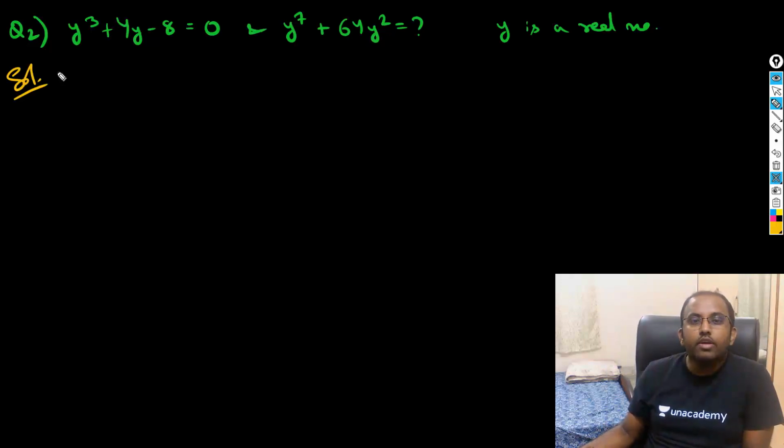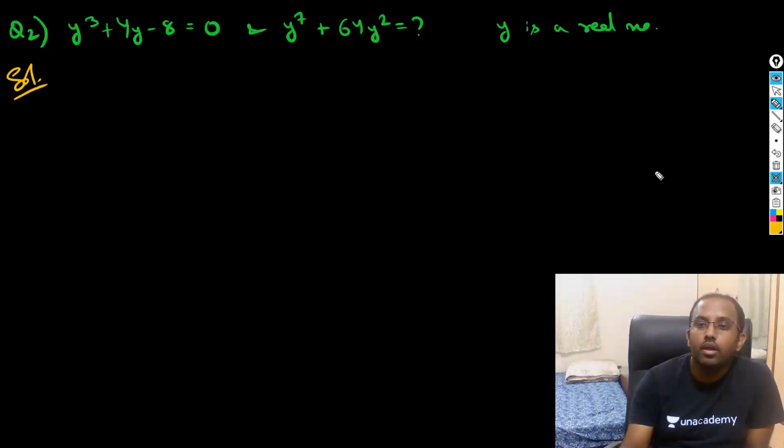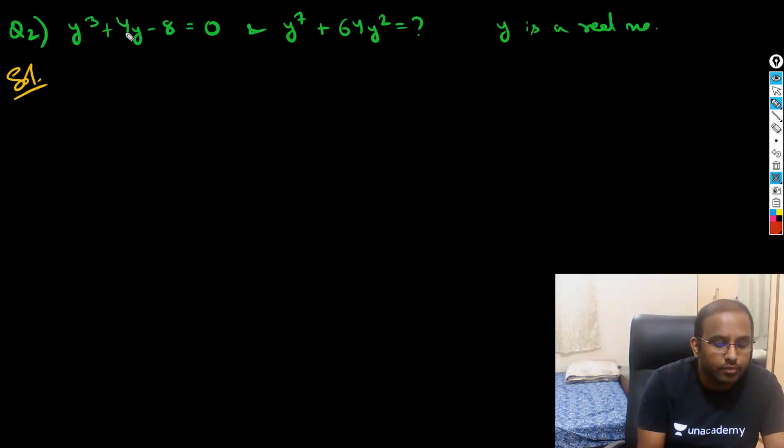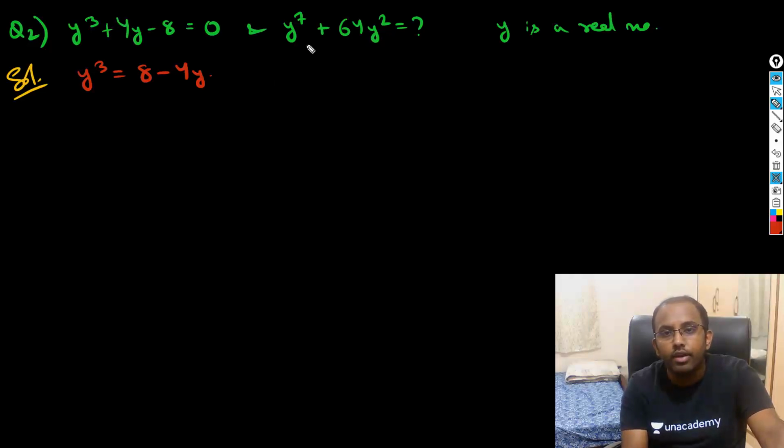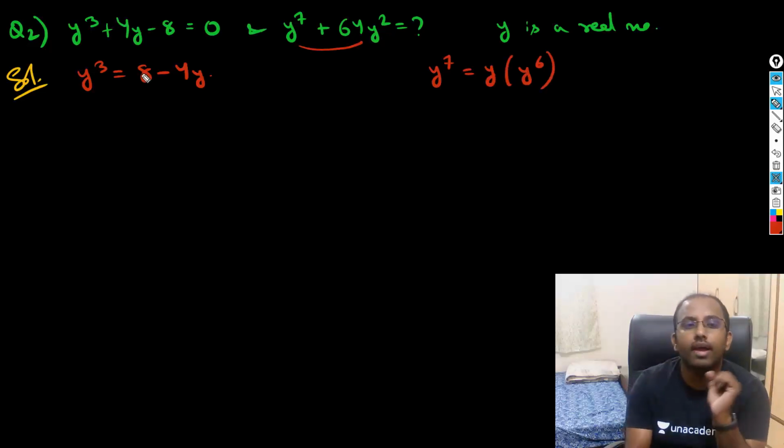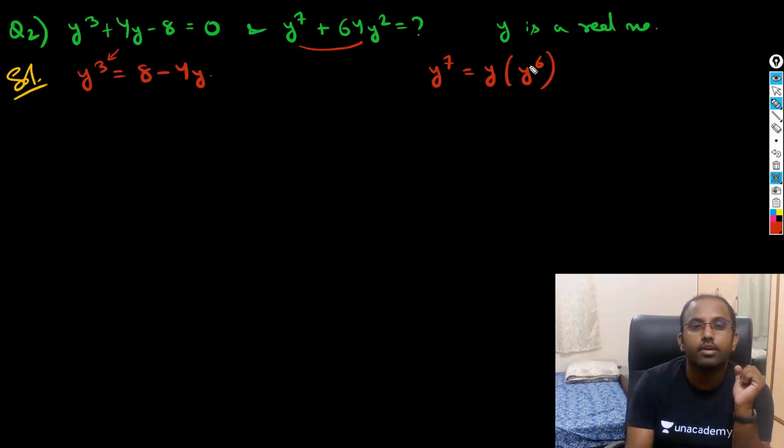So basically I need to reduce the power, because it is y raised to 7 and I'm not able to connect it from this y cube. So how to reduce this power? You write y to the 7 plus 64y square, and from y cube plus 4y minus 8, you can see y cube is equal to 8 minus 4y. And y to the 7 we can reduce as y into y raised to 6, because I have a cube form here, so I can get power 6 also from here.